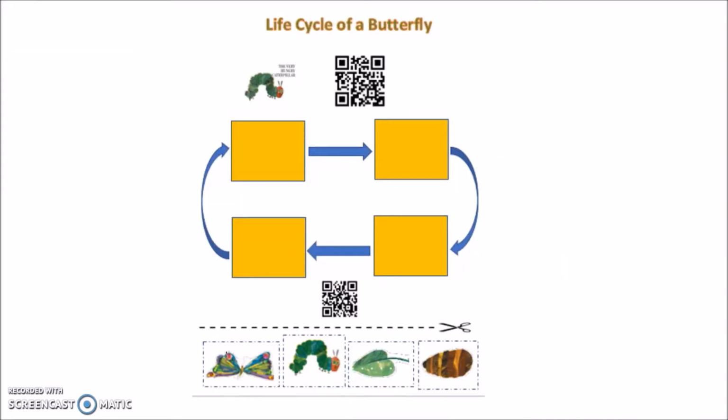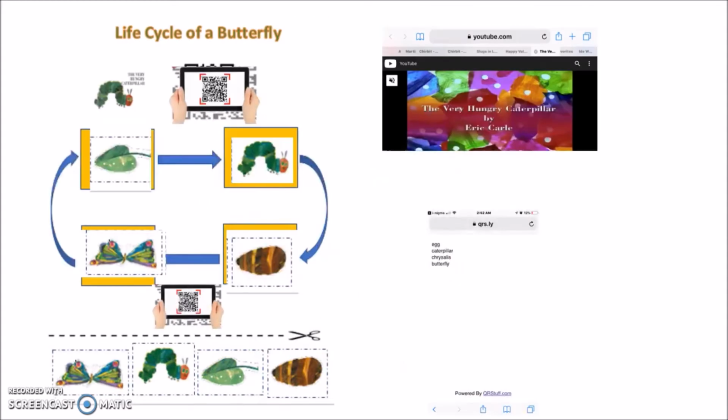Our next activity is on the life cycle of a butterfly. Students will scan the QR code to listen to the story. They will cut the pictures from the bottom of the handout and place them in the correct order on the handout. Afterwards, they will scan the QR code to see if they were placed in the correct order.